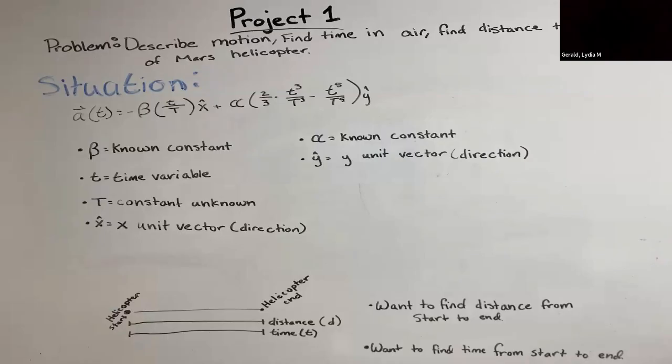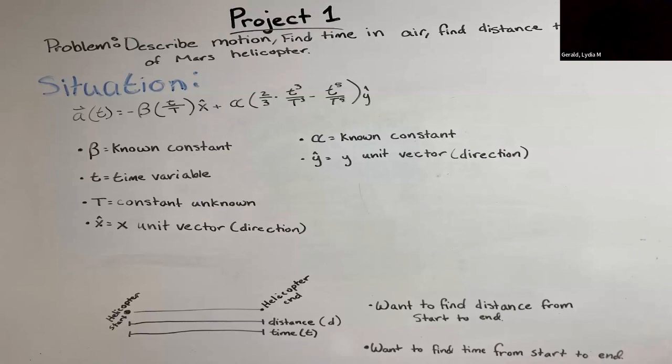For this problem, we are presented with an equation modeling a helicopter for the next Mars rover. With this information, you need to find how much time the helicopter spends in the air and where the helicopter lands. To find the answers to these two questions, you need to find the position equation. But first, you must understand the variables. Beta and alpha are both known constants. Lowercase t stands for time and is a variable. Capital T is unknown but constant. We will solve for this as it will help us tell the time the helicopter spends in the air.